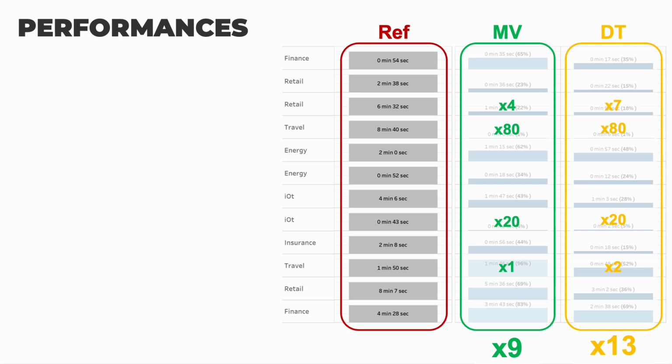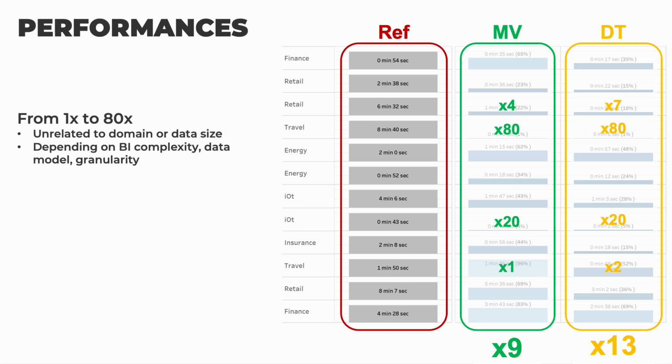In concrete terms, if we look at the multiplier factors for all our test use cases, we're at times 9 when MVs are added, times 13 when we add DTs. That's quite a performance, quite an acceleration factor. So we can say that we're happy and that these are great acceleration factors.